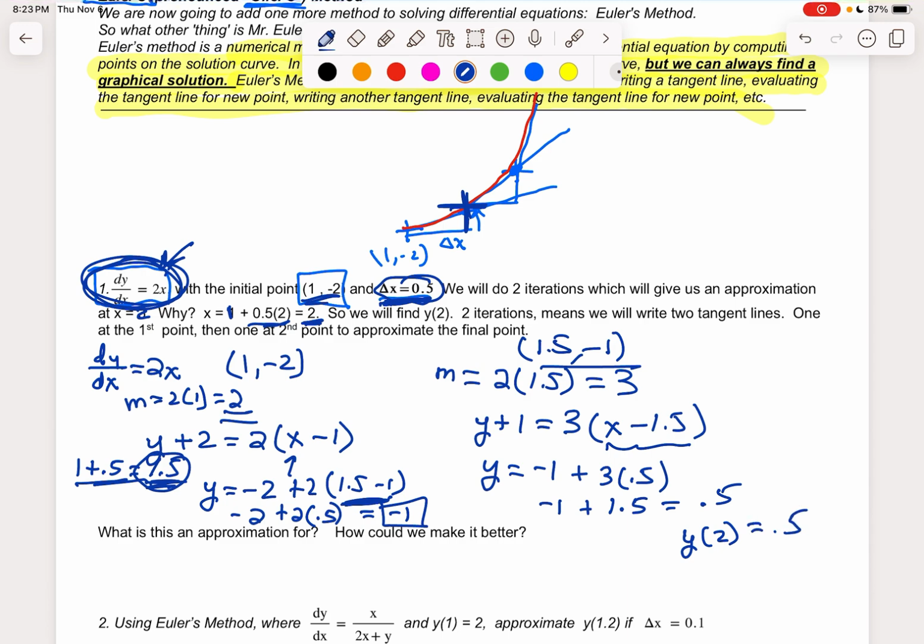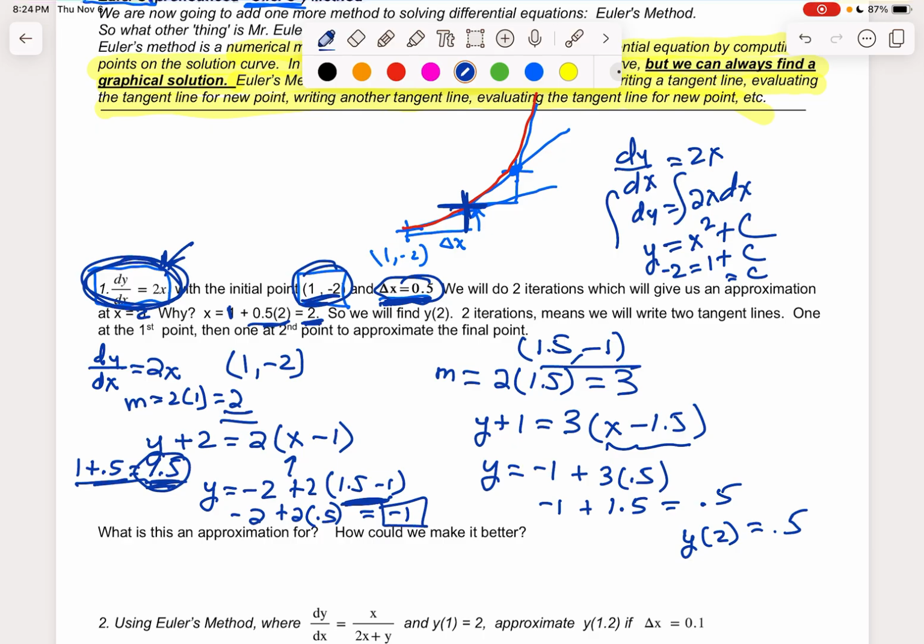Okay? Well, I want to show you what we're actually approximating. What is our function? If we start with dy/dx equal to 2x, and I separate our variables, I get dy is equal to 2x dx. If I integrate that, I get y on the left. On the other side, I get x squared plus a constant. Now I'm going to use my initial point as a condition. So y is negative 2, x is 1, squared is still 1, plus c. So c is negative 3.